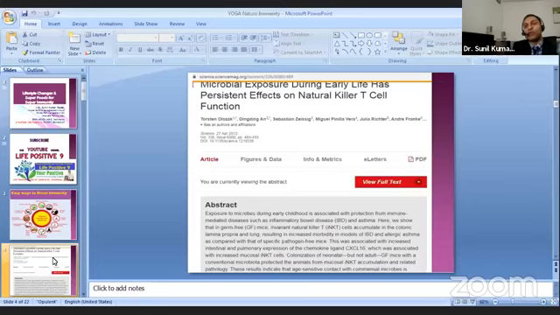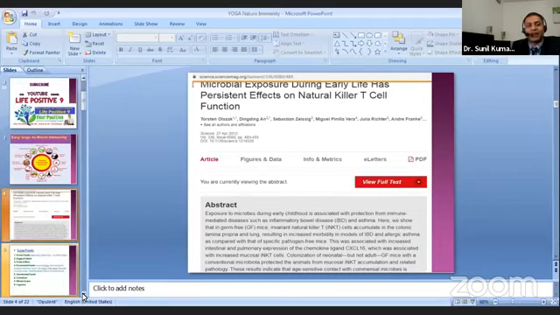So that could be one of the reasons. This is one of the hypotheses I'm putting forward, but this is research backed. You can see on the screen, microbial exposure during early life has a persistent effect till your death on natural killer T cell function, and this applies to the virus too. Okay, so we are lucky. Let's say we are lucky.